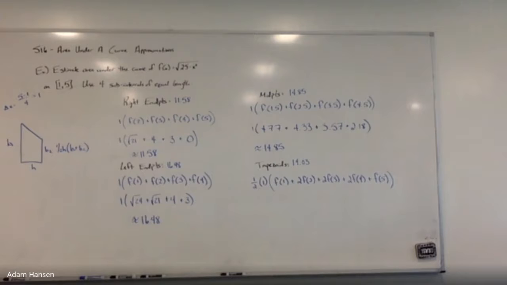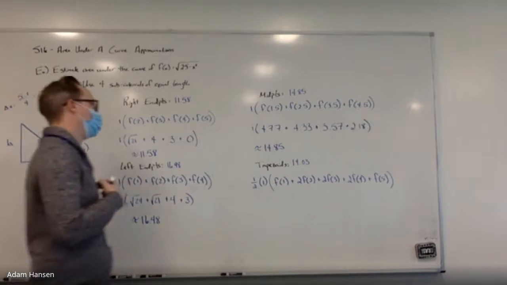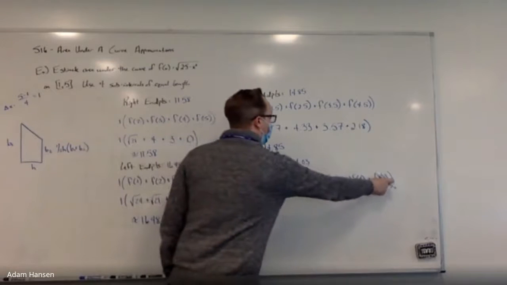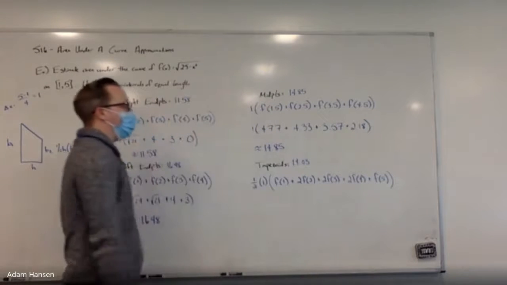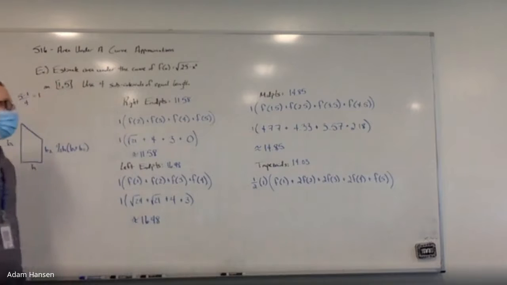It's actually going to be 5 function values. This is where I got goofed up yesterday. I didn't actually include the 5th number. From x equals 1 to x equals 5, there's going to be 5 different values.